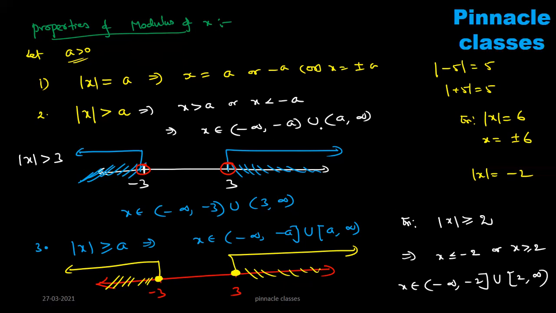Property number 2 means what? Open interval I'm taking. Property number 3 means what? Closed interval means in this case included, in this case excluded. That is the difference.